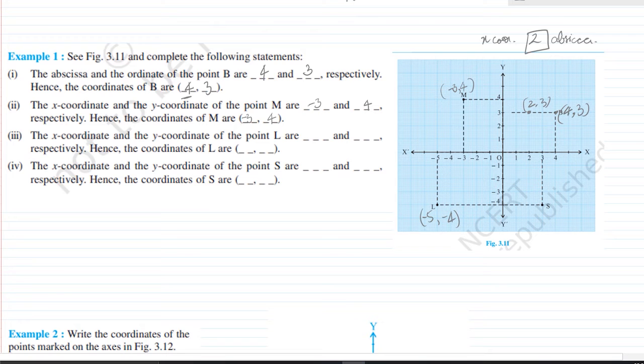I hope you understood this point perfectly. What is our x coordinate? -5, and -4 is our y coordinate. The point is (-5, -4).